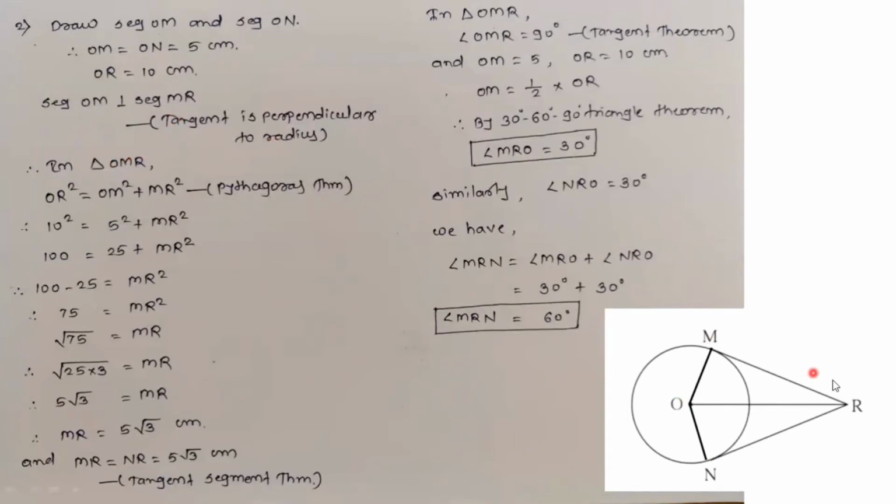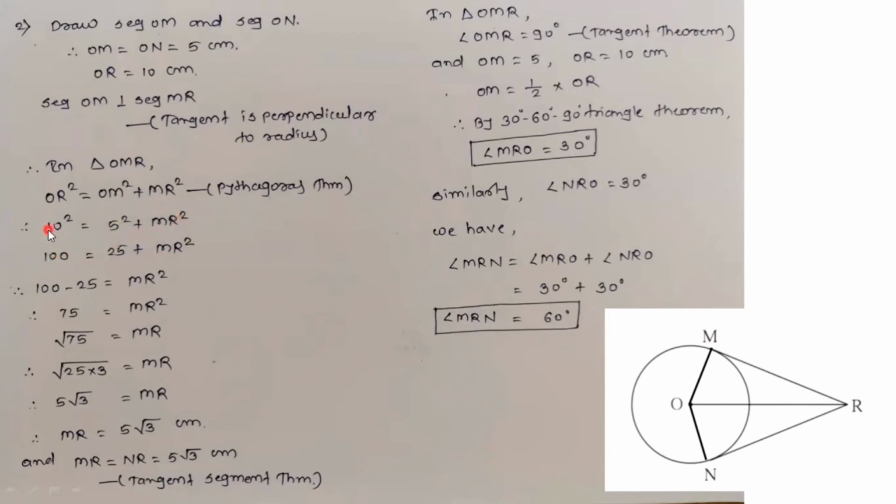Now in triangle OMR, as this angle is 90 degree, triangle OMR is a right angle triangle, and in that we can use the Pythagoras theorem. So by Pythagoras theorem, we have hypotenuse square is equal to side 1 square plus side 2 square. So in this triangle, hypotenuse is OR. So OR square is equal to OM square plus MR square. Now we have the length of OR, so 10 square is equal to OM, which is the radius 5 centimeter, 5 square plus MR square.